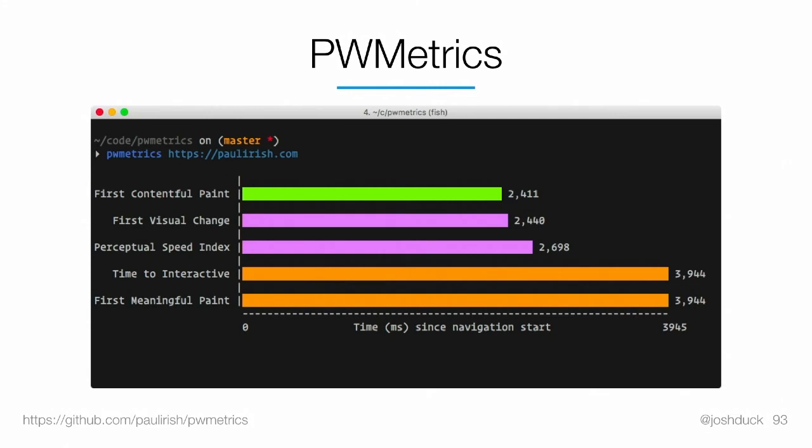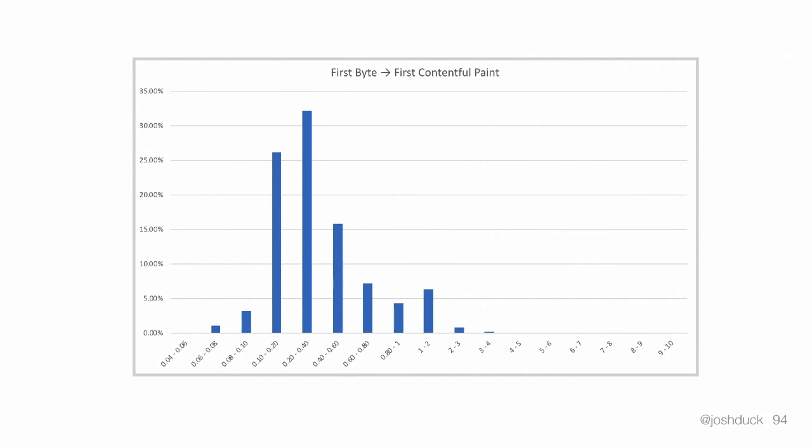There are tools like PW Metrics that will do this for you. It will run Lighthouse 5 times or 10 times to give you higher confidence. You can also use real user monitoring. This is where for every person who comes to your site, you capture some performance data, and then you can aggregate that.